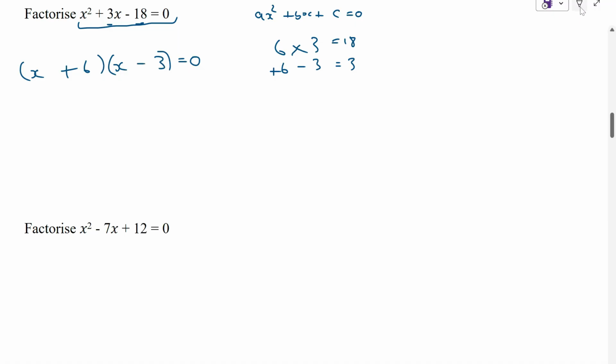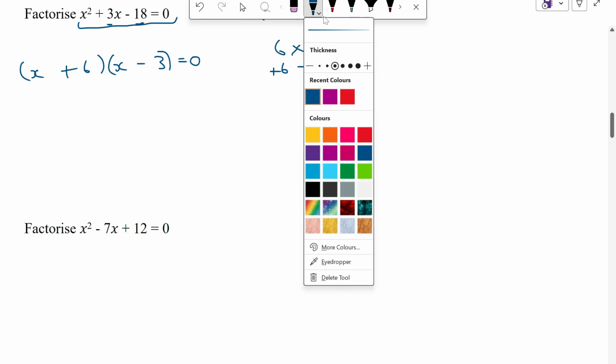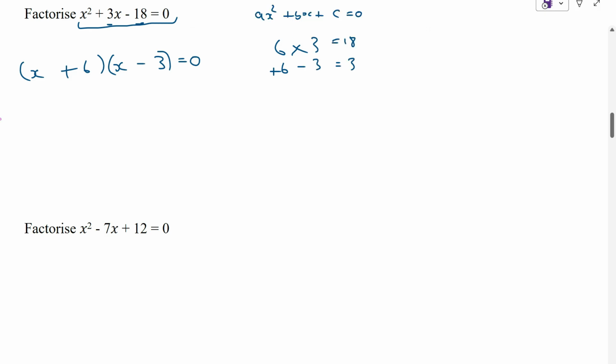And I know we need to just factorize, but let's just solve for x while we're doing this. Okay, so before we do that, quick check to make sure that we have factorized correctly. If this doesn't give us this original equation, we know something's gone wrong and we need to go back and change these numbers. Okay, so this will give us x squared minus 3x plus 6x minus 18 equals 0. Simplify.